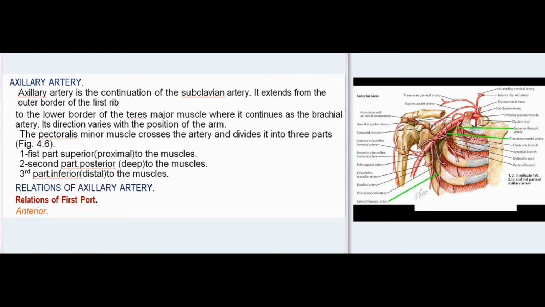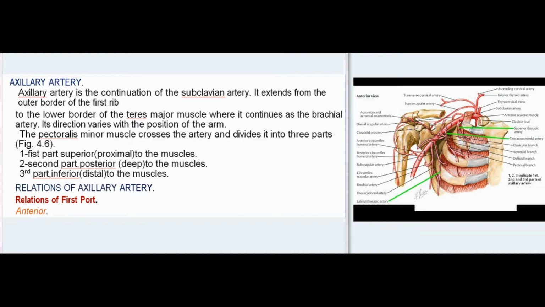The pectoralis minor muscle crosses the artery and divides it into 3 parts, Fig 4.6. 1. First part: superior, proximal, to the muscle. 2. Second part: posterior, deep, to the muscle. 3. Third part: inferior, distal, to the muscle.